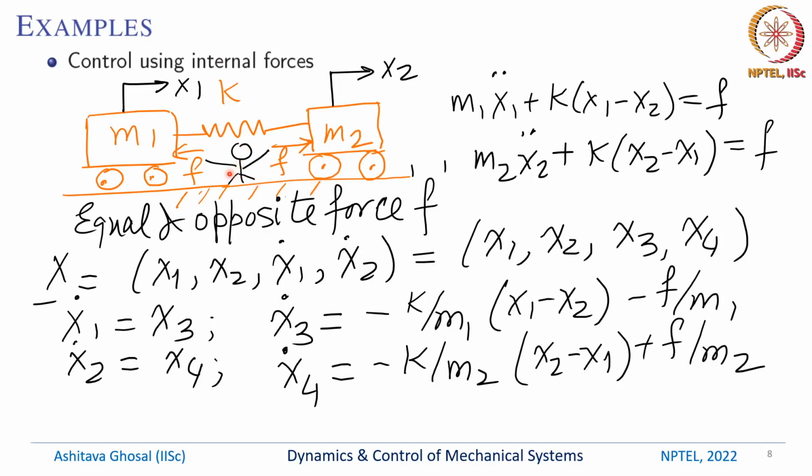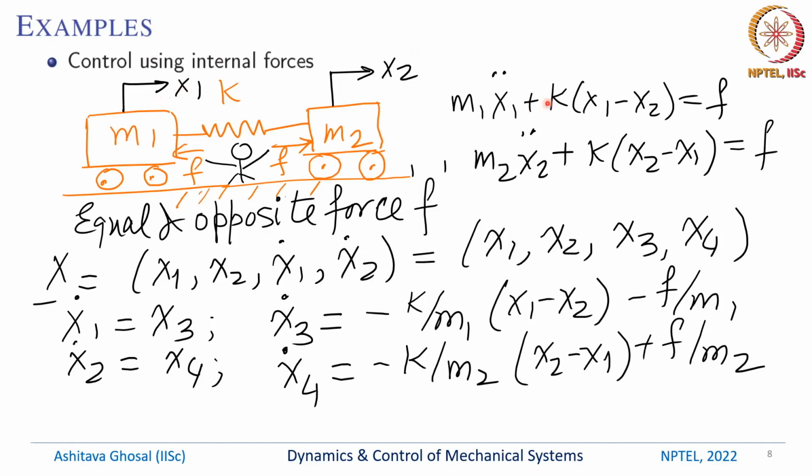Now instead of pushing, you could have probably some kind of a jet, some fluid which is coming in from somewhere here, and then it is pushing to the right this cart by F, and to the left this cart by F. So it need not be a person. You could have a mechanical system which is applying equal and opposite forces.